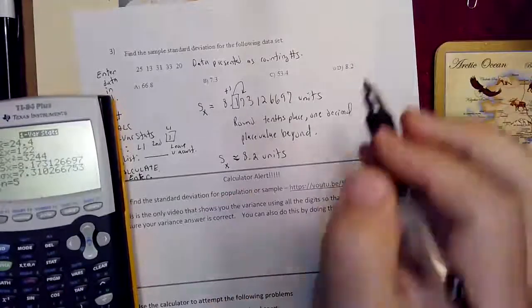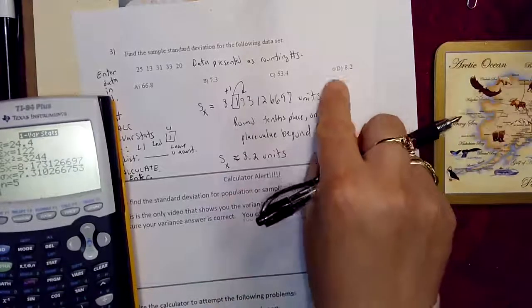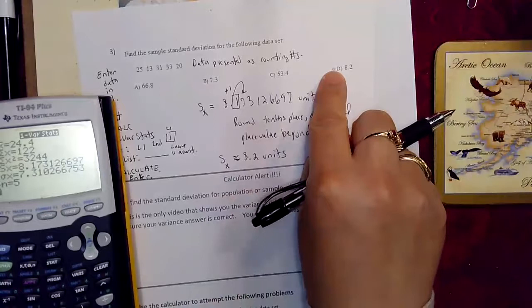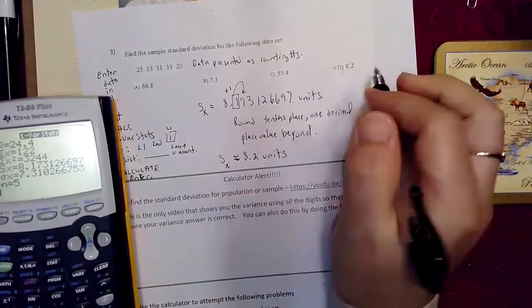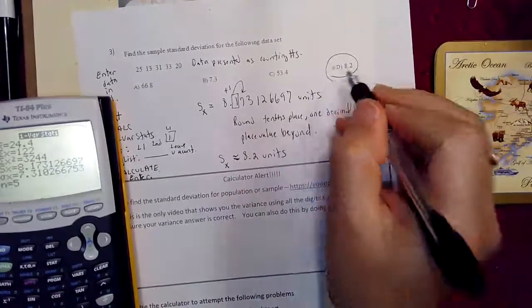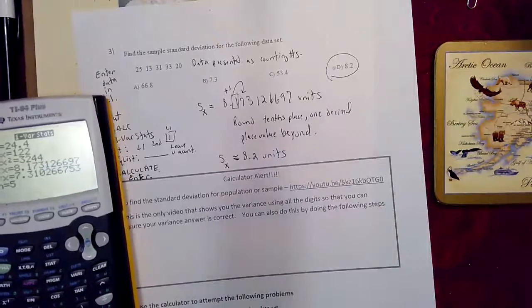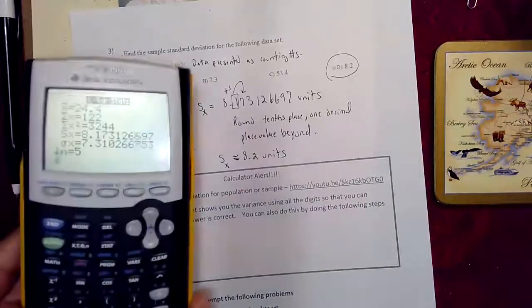If you look at your choices, this is a choice, and you can see there's a little dot there, like it's chosen, so it's matching our answer. Okay. All right.